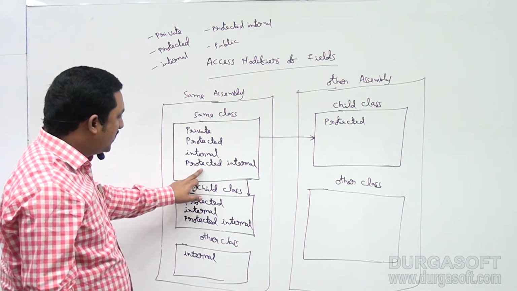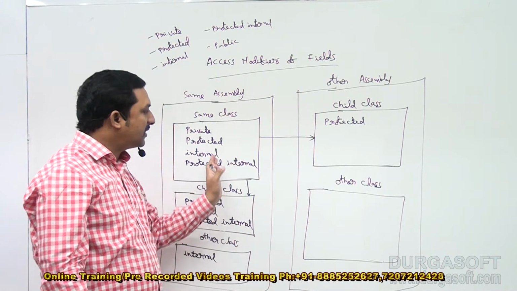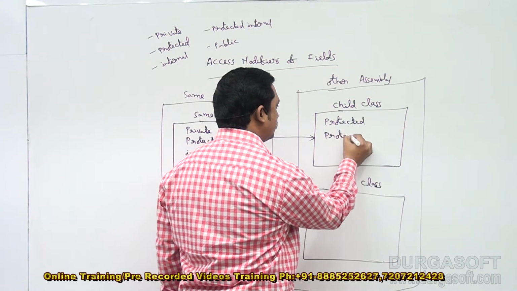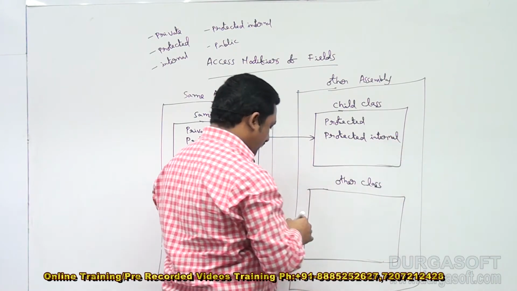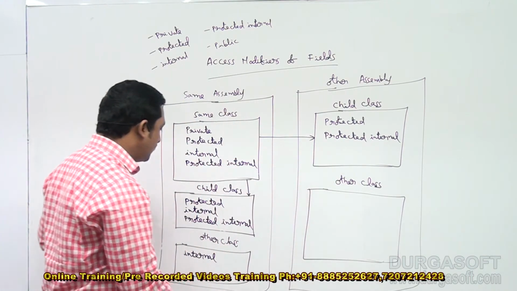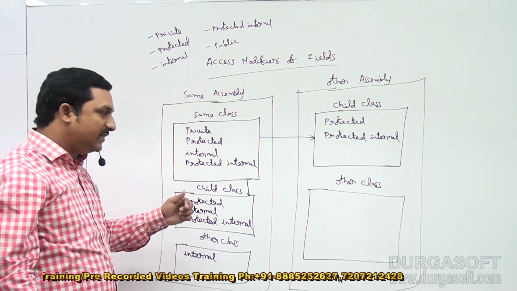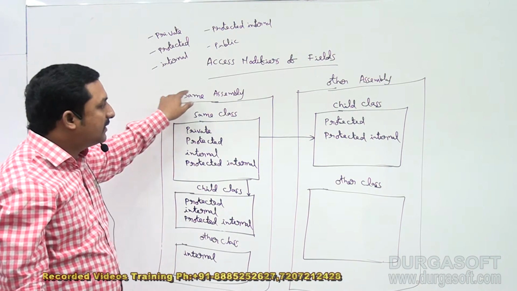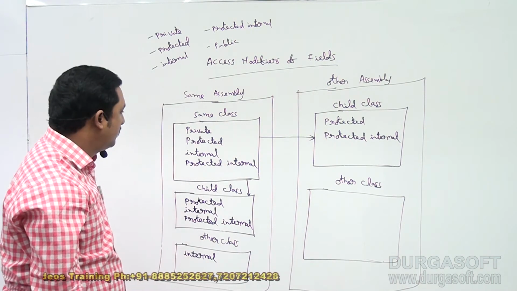Can we access that protected internal here? Yes, because protected is accessible, right? There itself protected internal is also accessible. Here, which one is not accessible? Internal is not accessible here. Internal is accessible here, but not in this child class. What is the difference between this child class and that child class? This child class is present inside the same assembly. That child class is present at the other assembly. That is the difference.